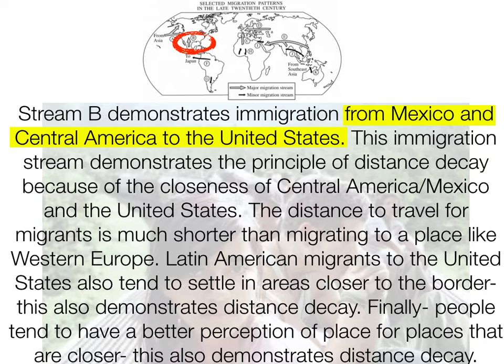This immigration stream demonstrates the principle of distance decay because of the closeness of Central America and Mexico to the United States. The distance to travel for migrants is much shorter than migrating to a place like Western Europe. Latin American migrants to the United States also tend to settle in areas closer to the border. This also demonstrates distance decay. Finally, people tend to have a better perception of place for places that are closer, again demonstrating distance decay. So you notice how I not just described the concept, but I was very clear in linking the concept to how it's actually seen played out on the ground in terms of this specific migration stream.